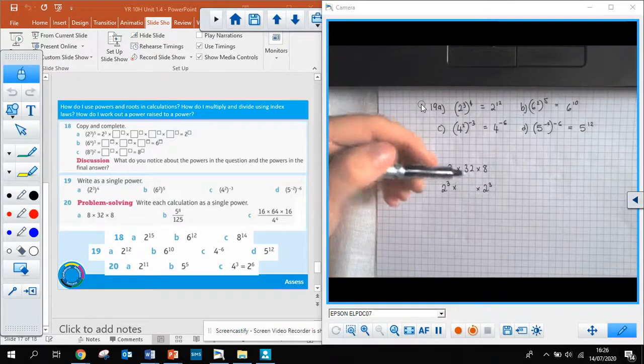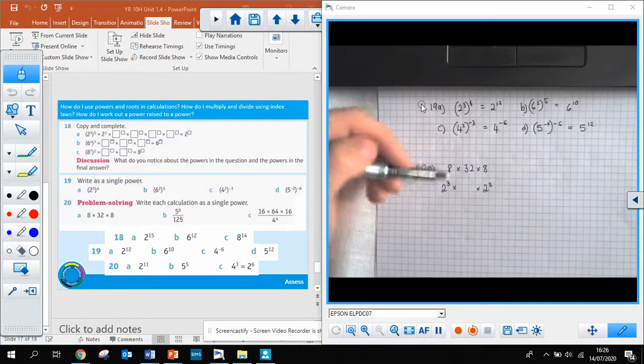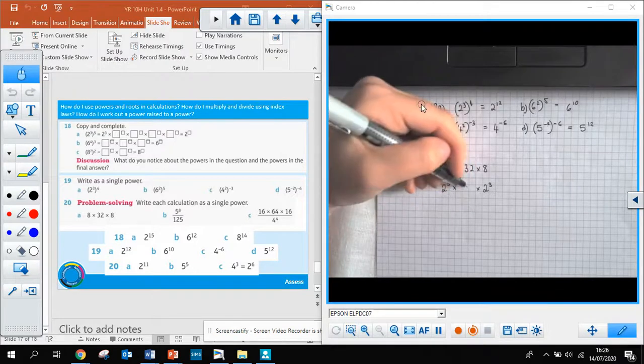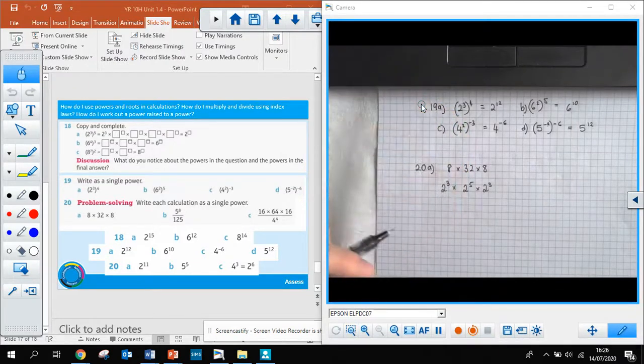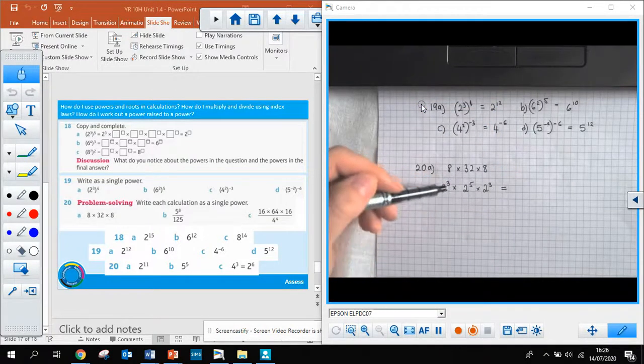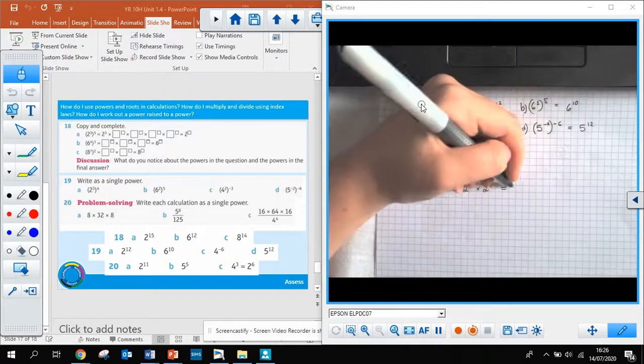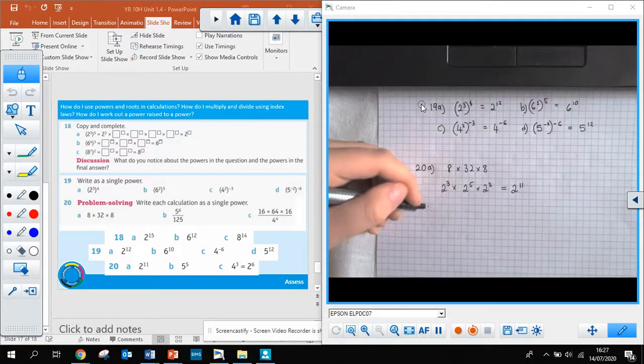So 2 raised to the power of what gives me 32? Well, I know 2 to the power of 4 gives me 16, so 2 to the power of 5 gives me 32. That's still not as a single power though. So now I'm going to add those together because I know that's what I do when I multiply indices. So 3 plus 5 is 8, plus 3 is 11, so it's 2 to the power of 11.